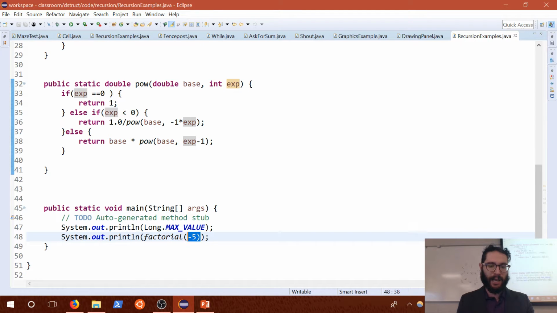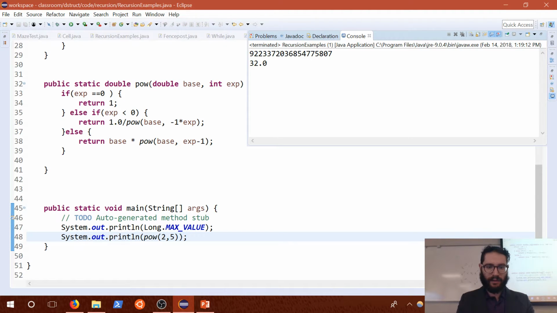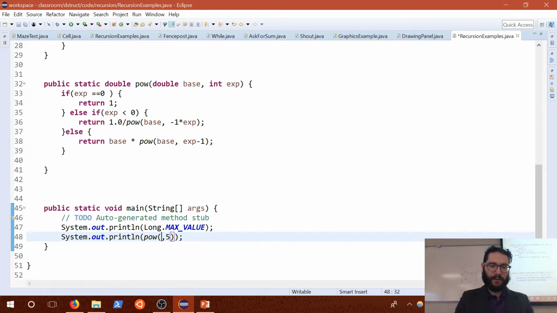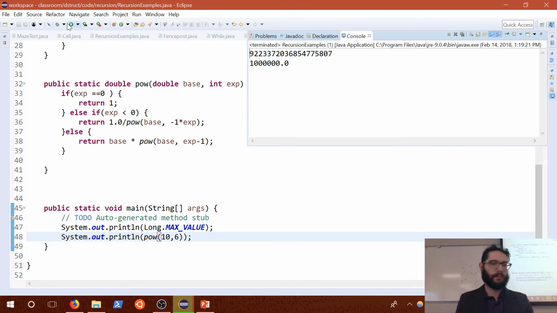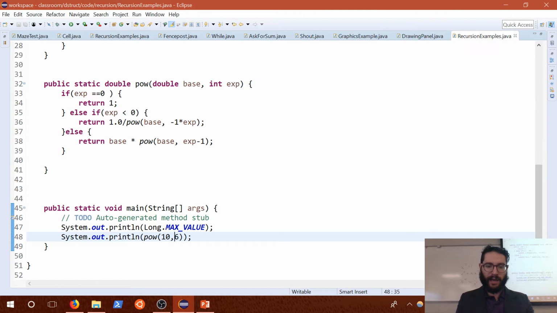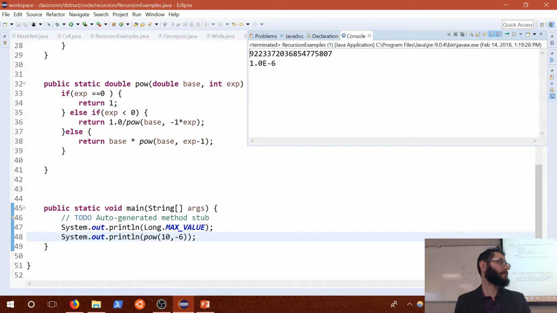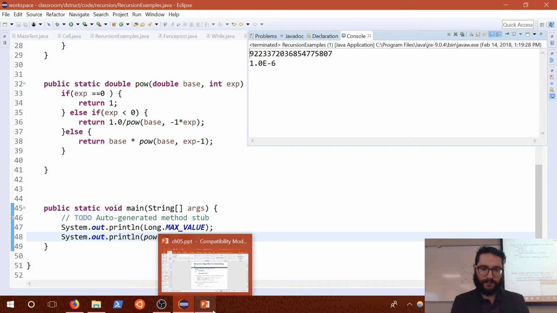So let's go ahead and see pow of 2 raised to the 5th power. That's 32, which makes sense. And if you don't trust me, powers of 10 are pretty easy. 10 to the 6th power, that means we have 6 zeros, right? So 1,000,000. And what about negative? 1,000,000th, right? That works out pretty well. So that's cool.